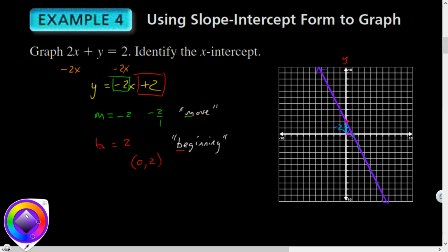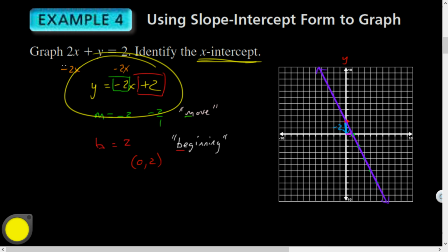They asked this other question. Now they ask, what is the x-intercept? The x-intercept, I can't tell from this equation. I also can't tell from this equation. The x-intercept is where it crosses the x-axis. Where did this appear to cross the x-axis? What point does that appear to be on the x-axis? It looks like it's 1 over from the origin in the positive direction. So the x-intercept is 1.